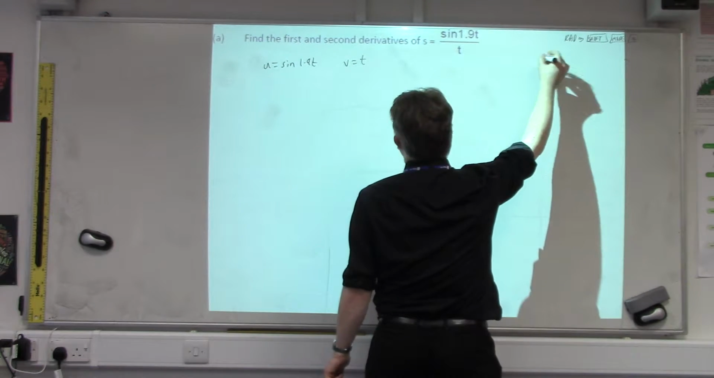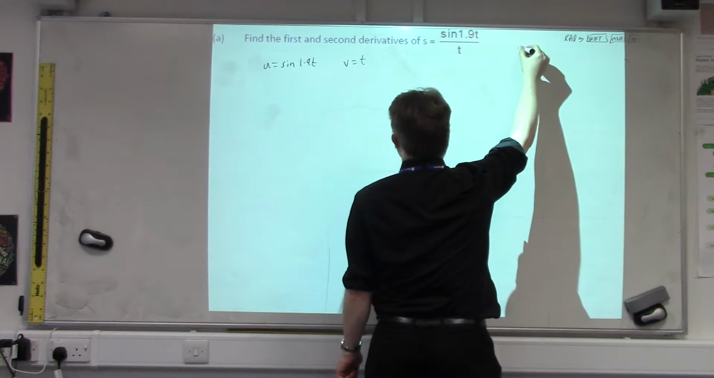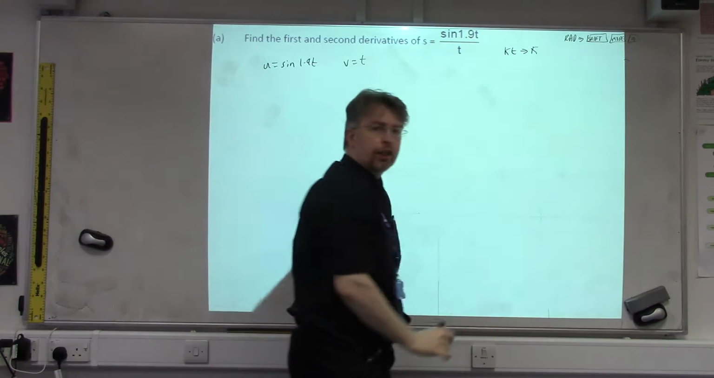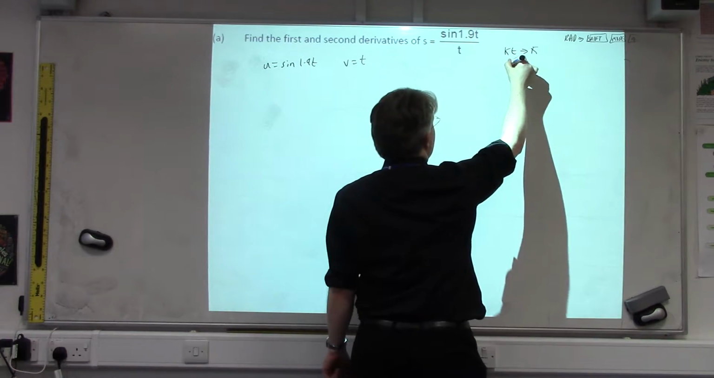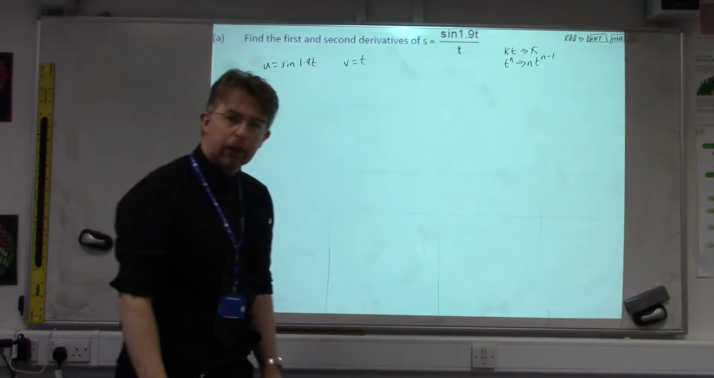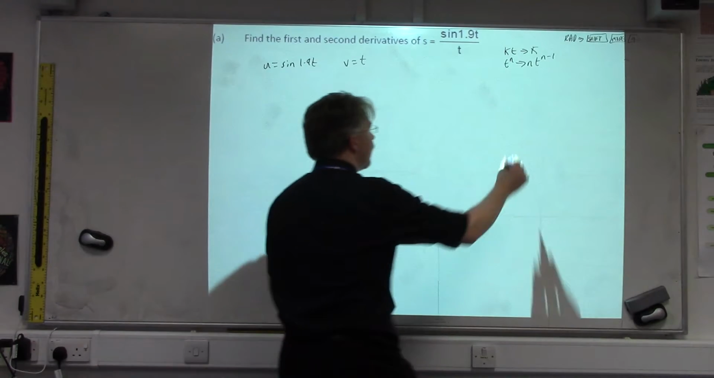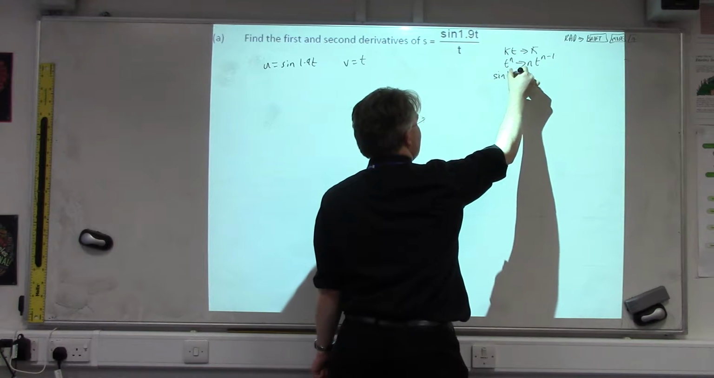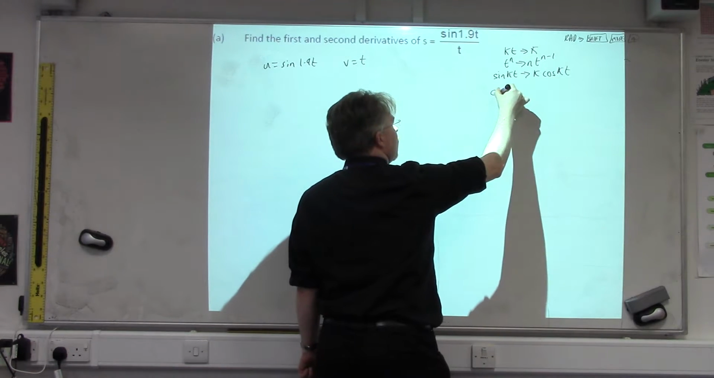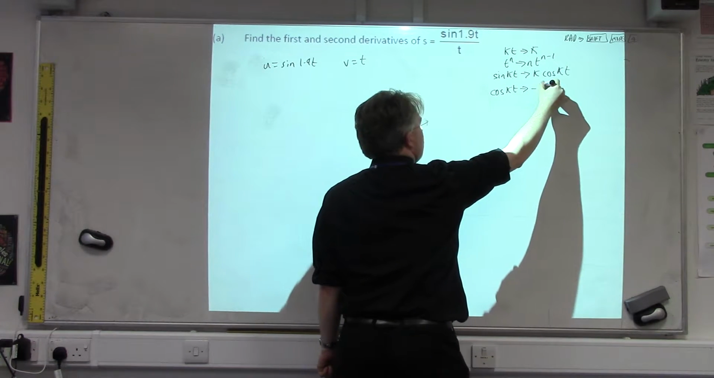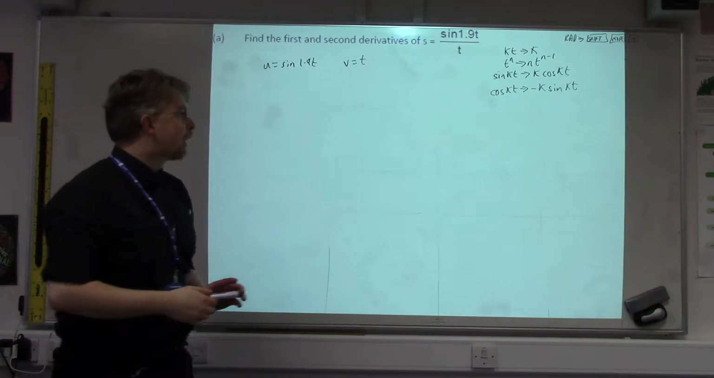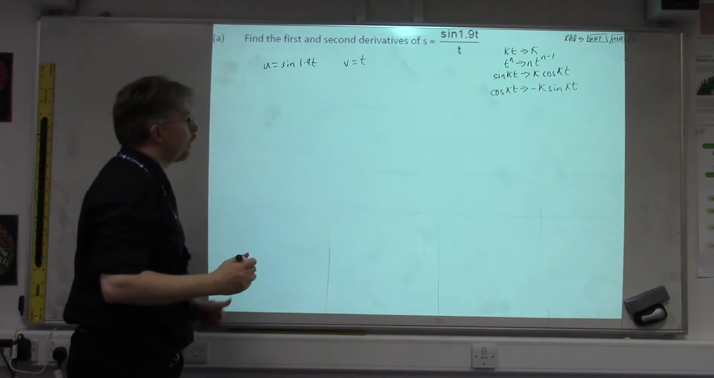Now for the functions we need to differentiate here, we've got k times t differentiates to k. We've got t to the n will differentiate to n times t to the n minus 1: multiply by the power, take 1 off the power. Sine kt differentiates to k cos kt, and cos kt differentiates to minus k sine kt. So that's what we need to be able to do.